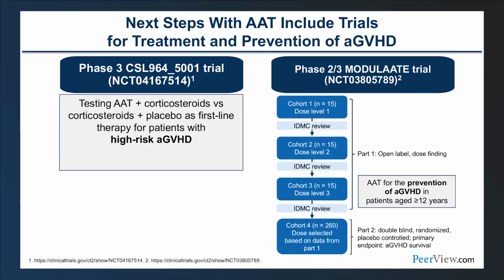So based upon encouraging phase 2 results, now we're starting to see more studies of this in both the first-line therapy and prevention setting. So there's a phase 3 study going on right now, BMT-CTN 1705, that's testing alpha-1 antitrypsin versus corticosteroids in the first-line GVHD. And then there's the Modulate study testing alpha-1 antitrypsin in the prophylaxis setting.